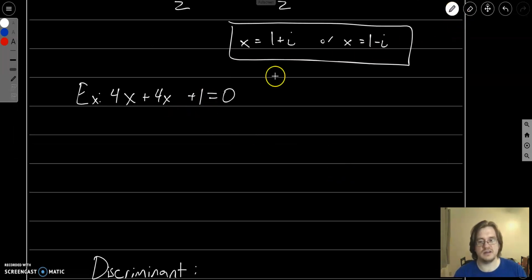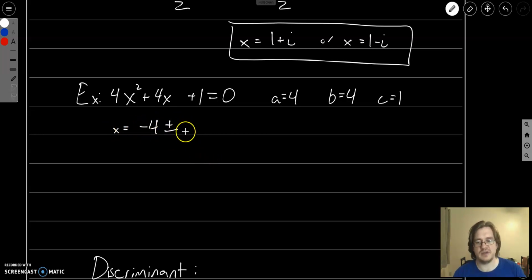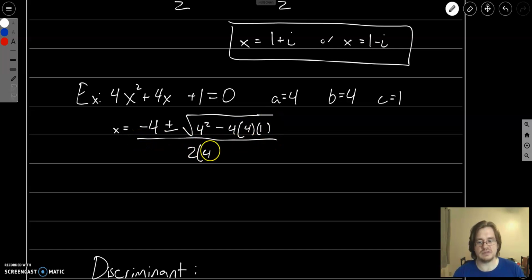The last one here, it should be 4x squared plus 4x plus 1. A is 4, B is also 4, and C is 1. So let's apply our formula. x will be equal to negative 4 plus or minus the square root of b squared, so this is 4 squared, minus 4 times a, which is also 4, times c, which is 1, all divided by 2 times 4.